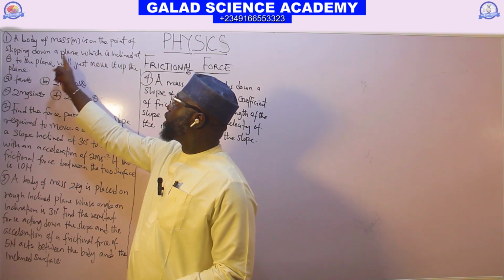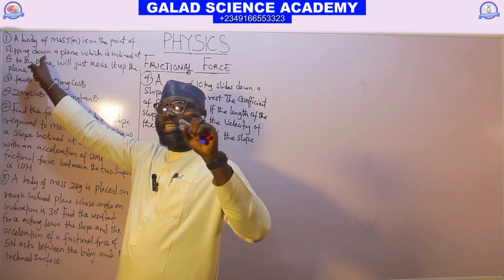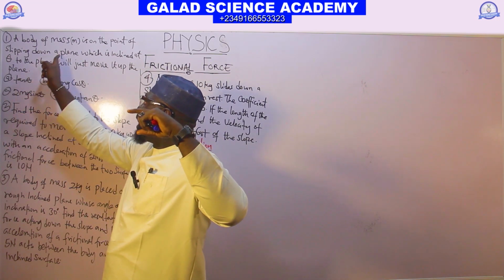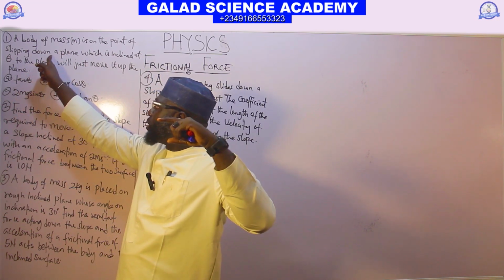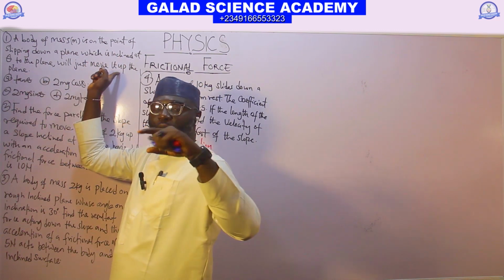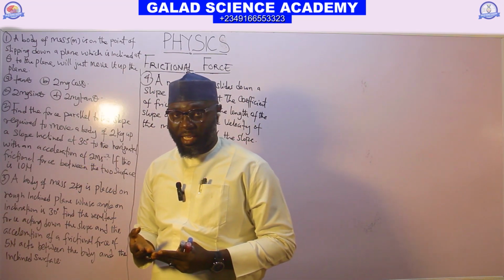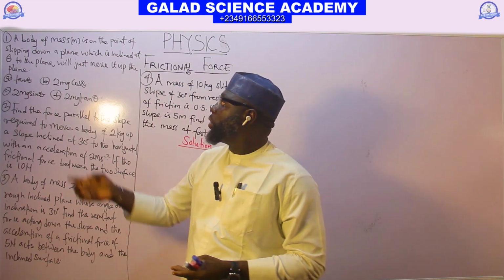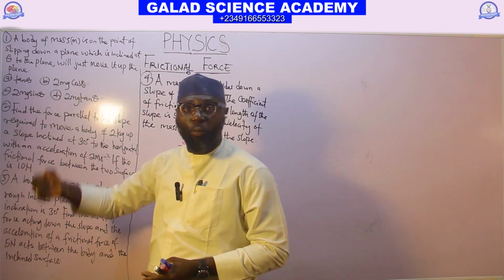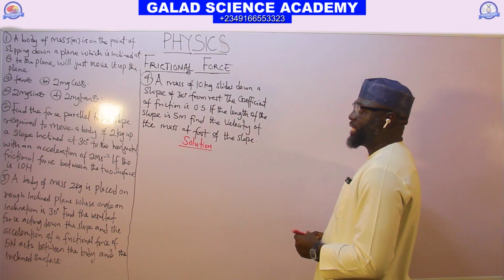A body of mass m on the point of sliding down a plane which is inclined at theta. We just move it up. That is, the body is on the inclined plane and is about to slide down. We are now asked what will be the force that will keep the body moving up the plane. The thing is very easy.